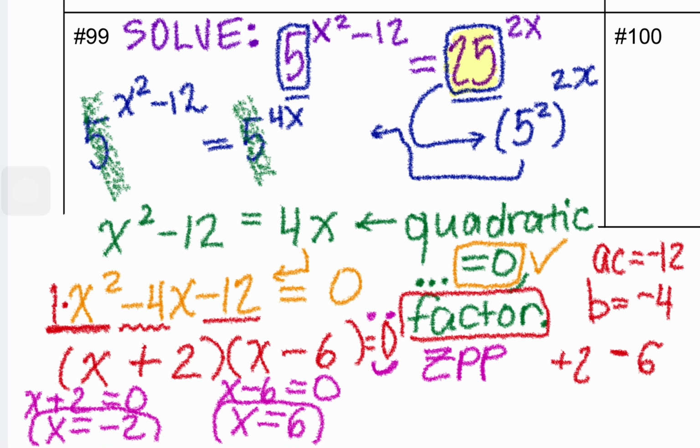Now, if you have to check for extraneous solutions, this is really not the time that we need to check because the problem was originally up here, an exponential, and the domain of exponentials is negative infinity to infinity. So both answers are good to go, and that's the end of this example.